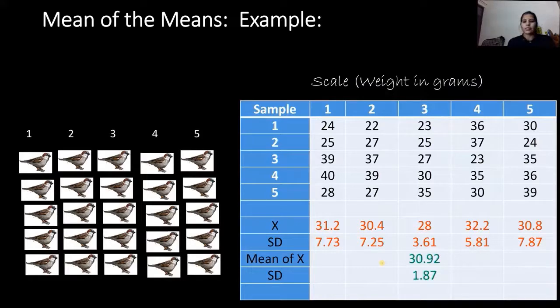So in the data, it is clear that values of weights of sparrows vary in all these 5 sampling efforts. I have calculated the average weight from each sampling effort, where the first sample data has produced a 31.2 mean. In data set 2, it is 30.4. In the third data set, it is 28.